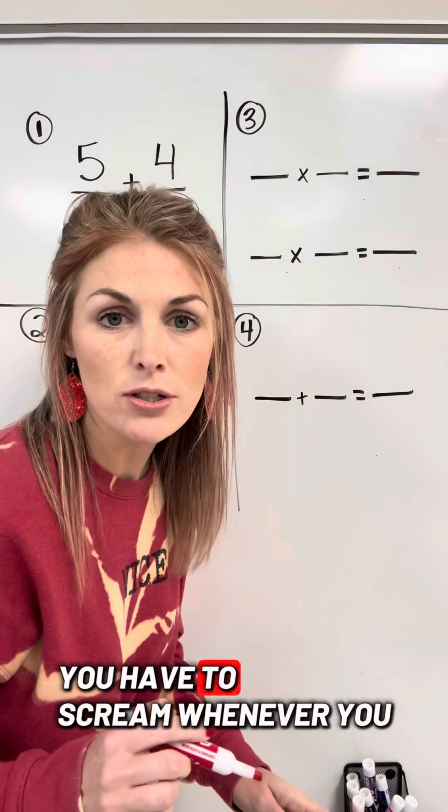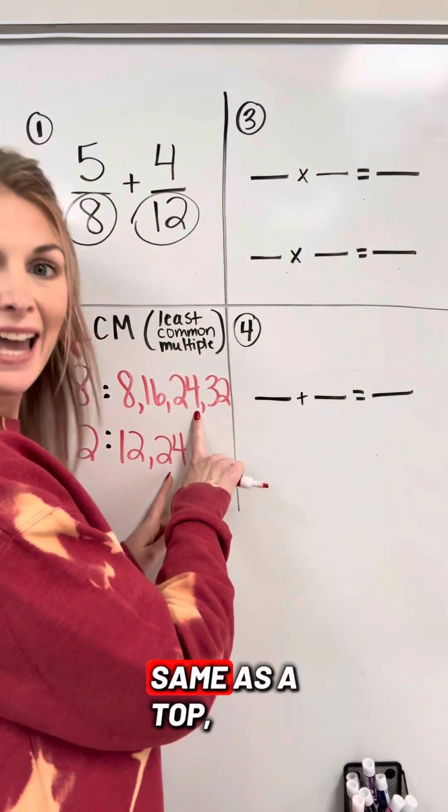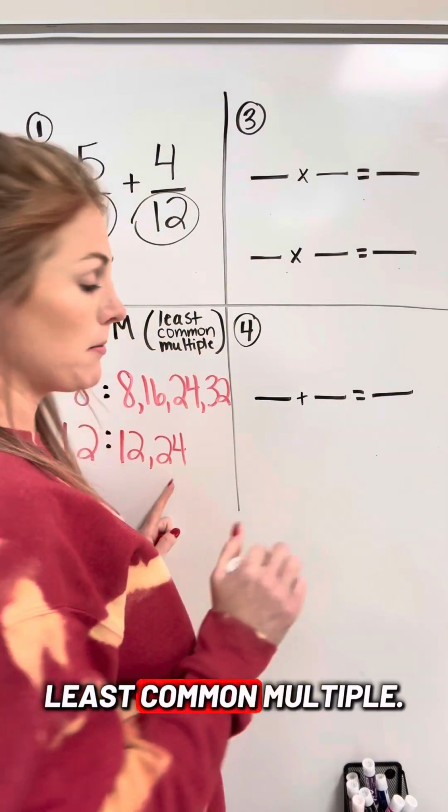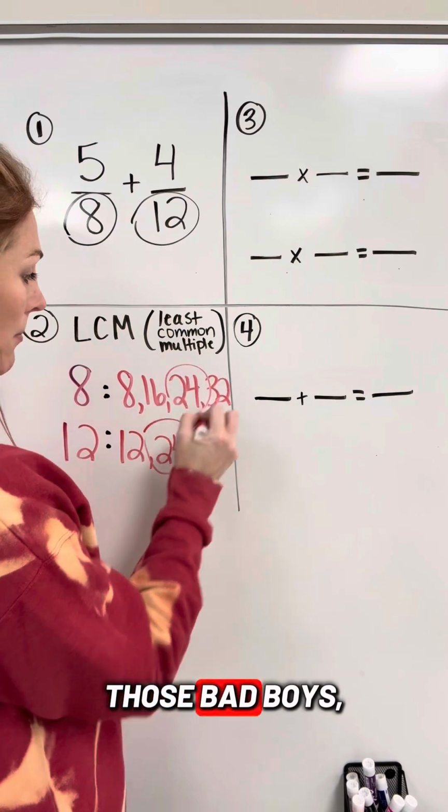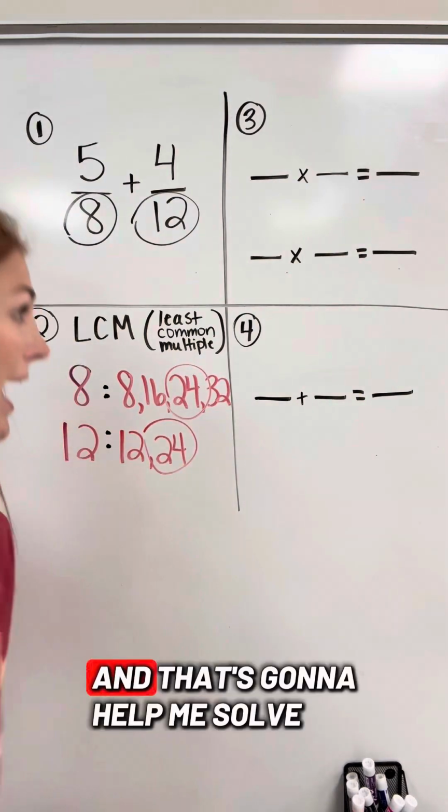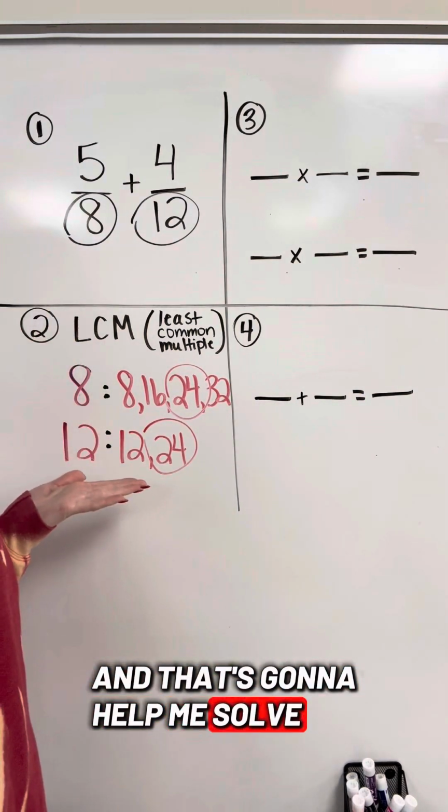You have to scream whenever you see a multiple that is the same as up top, because that is going to be your least common multiple. I'm going to go ahead and circle those bad boys. And that's going to help me solve part 3.